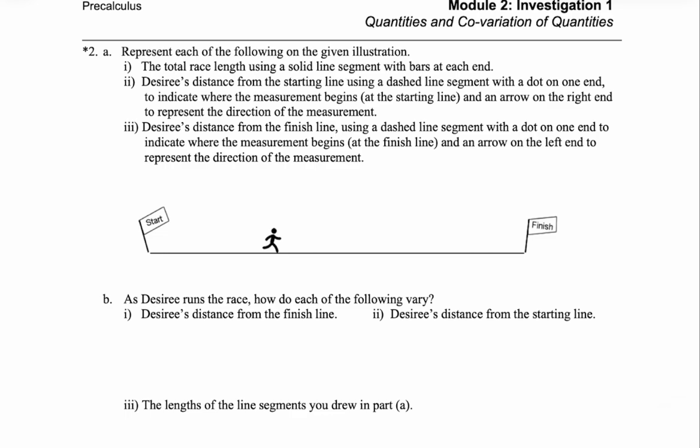So let's look at 2A. It says represent each of the following on the given illustration. The total race length using a solid line segment with bars at each end. So mathematically, you would have that. You would put bars on the end in a straight line. That's your 26.2.